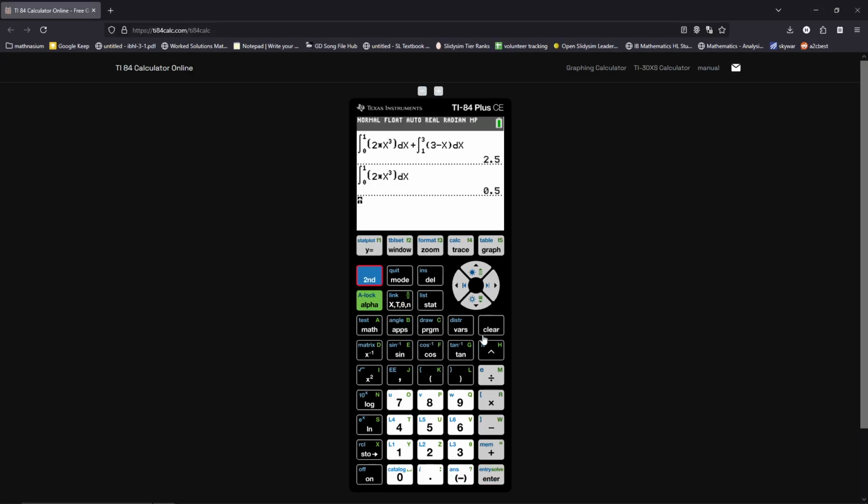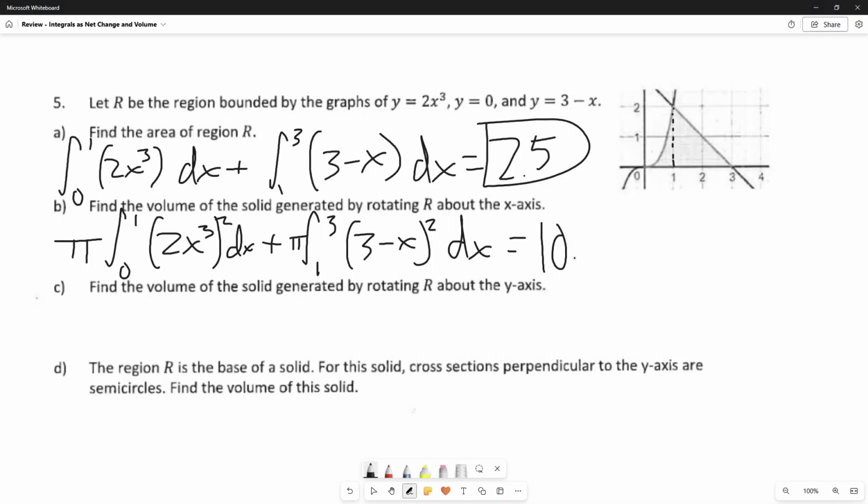You can do pi times the definite integral 0 to 1 of 2 times x cubed squared dx plus pi times definite integral 1 to 3 of 3 minus x squared with respect to x. And you get 10.2. So 10.2 units cubed is our final answer for part B.